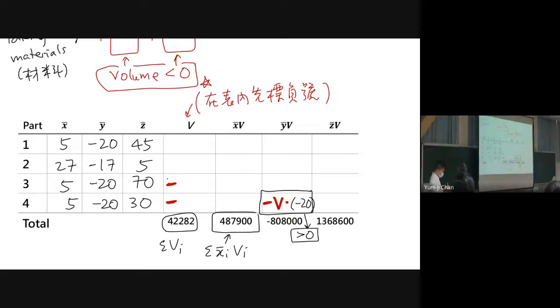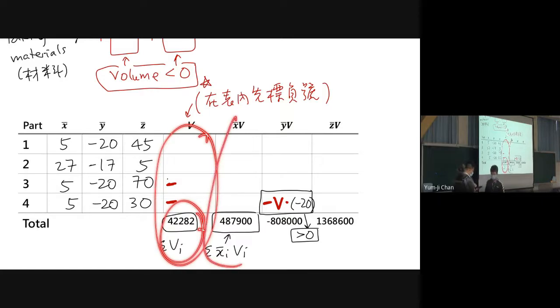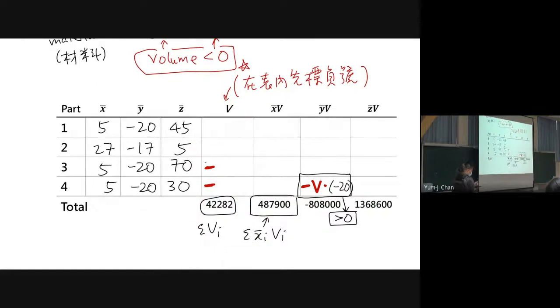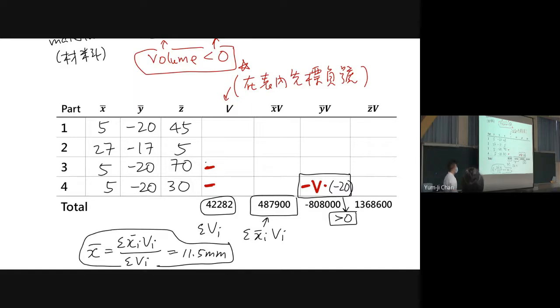So for this one, the sum of this column is the total volume of the part, and this value is the summation of xi vi. Therefore, x bar is equal to summation xi vi divided by summation vi, which is equal to 11.5 millimeter. And you can do the same for the other two.